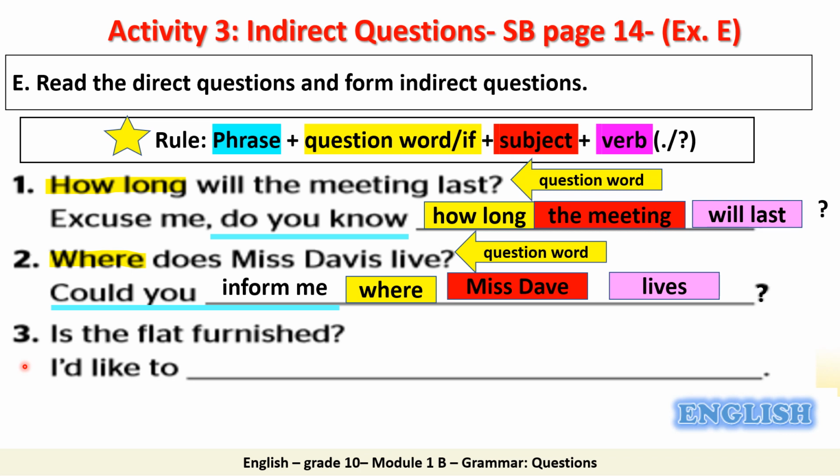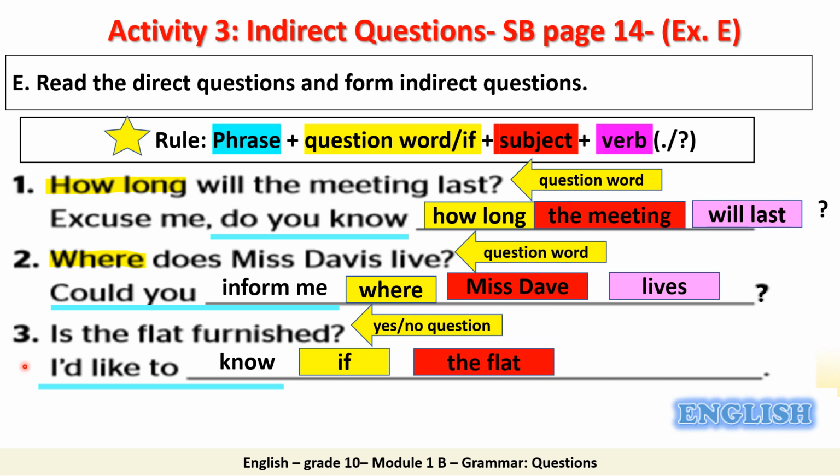Number 3, is the flat furnished? I'd like to know. This is my introductory phrase. And then, since this is a yes or no question, I'm going to use if, followed by the subject, the flat. My verb is furnished. And this time, the suitable punctuation mark is a full stop.